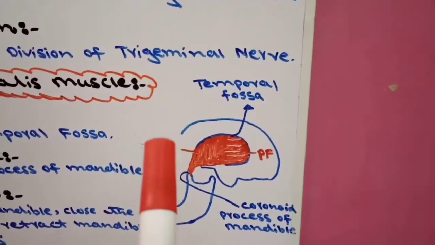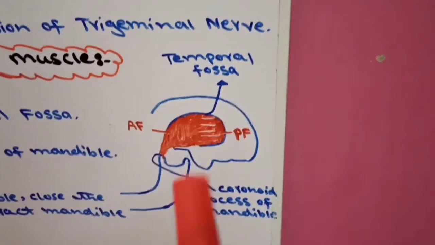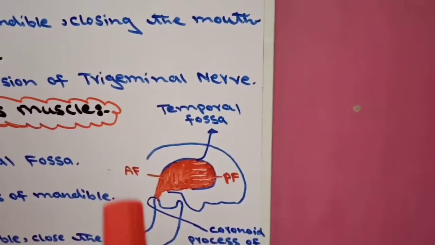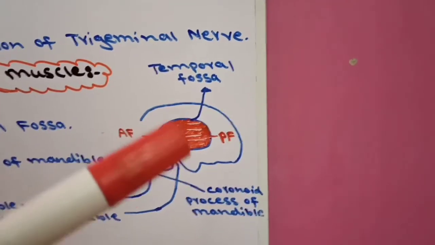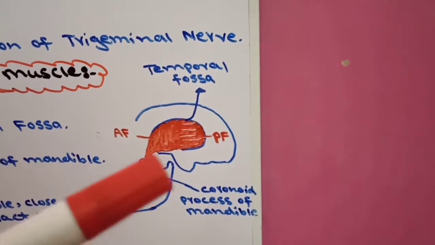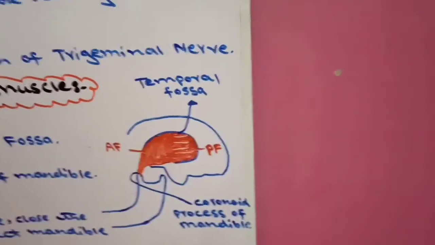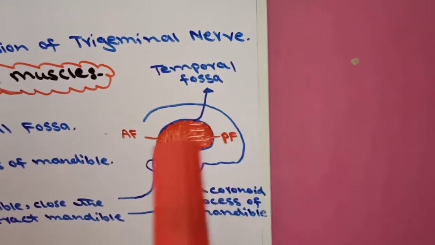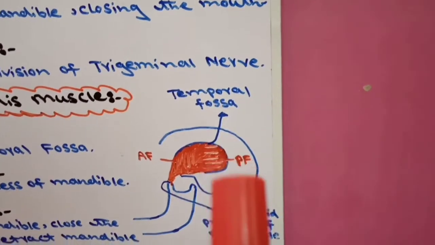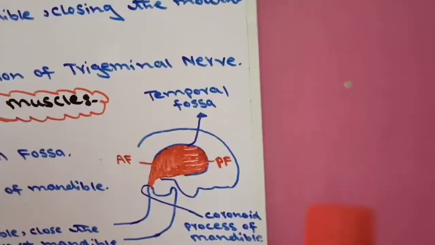In temporalis muscle, anterior fibers and posterior fibers. The anterior fibers are present vertically, but the posterior fibers are present horizontally. When anterior fibers contract, being vertical, they elevate the mandible because they insert in coronoid process, closing the mouth. But posterior fibers are present horizontally, in anterior posterior direction. When posterior fibers contract, they retract the mandible posteriorly because they are in horizontal direction.